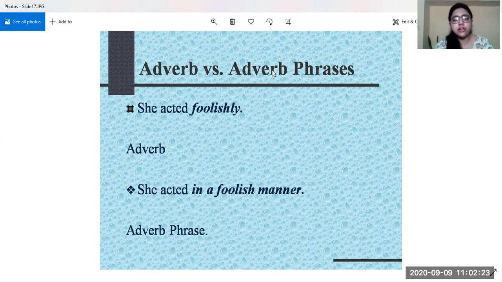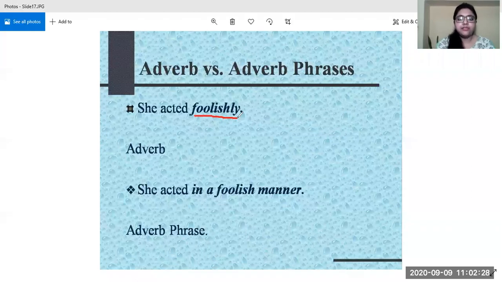She acted foolishly. Foolishly is an adverb of manner. Then if we are to write foolishly as an adverb phrase, then again we'll have to break it into a group of words. Okay, she acted in a foolish manner. This is the way of writing an adverb of manner as an adverb phrase. So in these four words, we have divided the word foolishly and we get an adverb phrase.